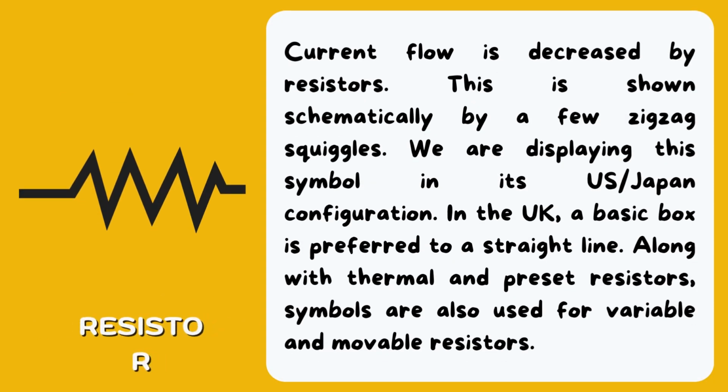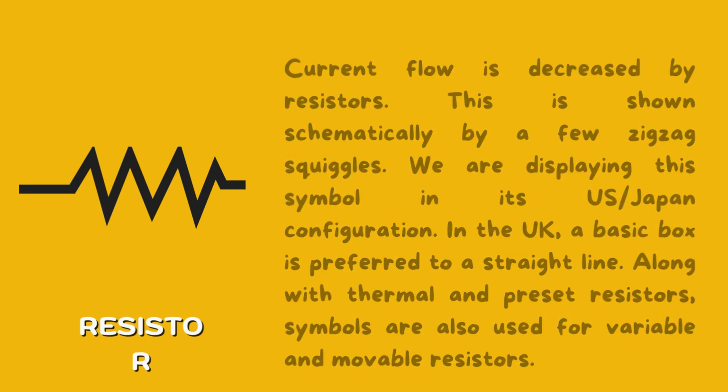Resistor: current flow is decreased by resistors. This is shown schematically by a few zigzag squiggles. We are displaying this symbol in its US, Japan configuration. In the UK, a basic box is preferred to a straight line. Along with thermal and preset resistors, symbols are also used for variable and movable resistors.